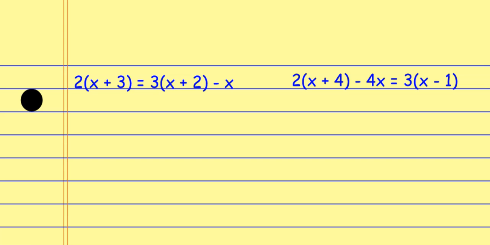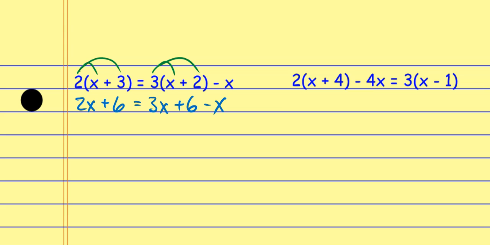If I look at this one, again, let's use that distributive property first. I'm going to distribute the 2. On the other side, I'm going to distribute this 3. And again, the distributive property is just multiplication. 2 times x is a 2x. 2 times 3 is a 6. Over here, 3 times x is a 3x. 3 times 2 is a 6.